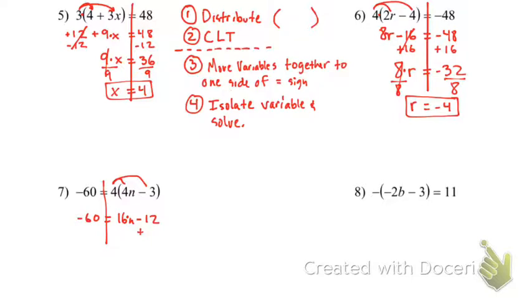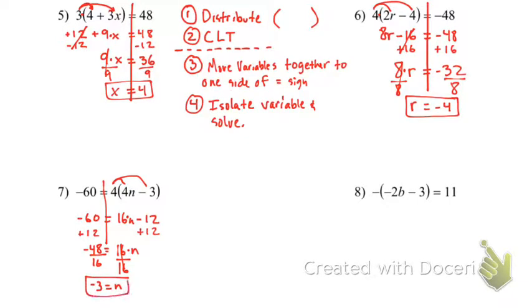So we're going to add 12 to both sides. Okay, negative 16, positive 12. Be careful with your signs here. This is going to give me negative 48. And then we get 16 times n. And then to get rid of the 16, we're going to divide 16 to both sides. And this is going to equal negative 3 equals n.